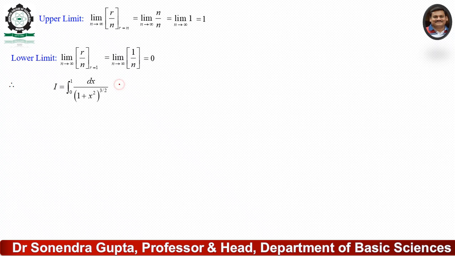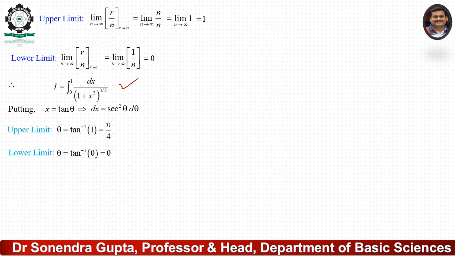Now this integral cannot be integrated directly, so we put x equal to tan theta, that means dx equals sec square theta d theta. So the upper limit is theta equal to tan inverse 1, which is pi by 4, and the lower limit is theta equal to tan inverse 0, which is 0. Therefore, I equals the integral 0 to pi by 4 of sec square theta d theta upon (1 plus tan square theta) to the power 3 by 2. Now 1 plus tan square theta is equal to sec square theta, so the whole to the power 3 by 2 is sec cube.